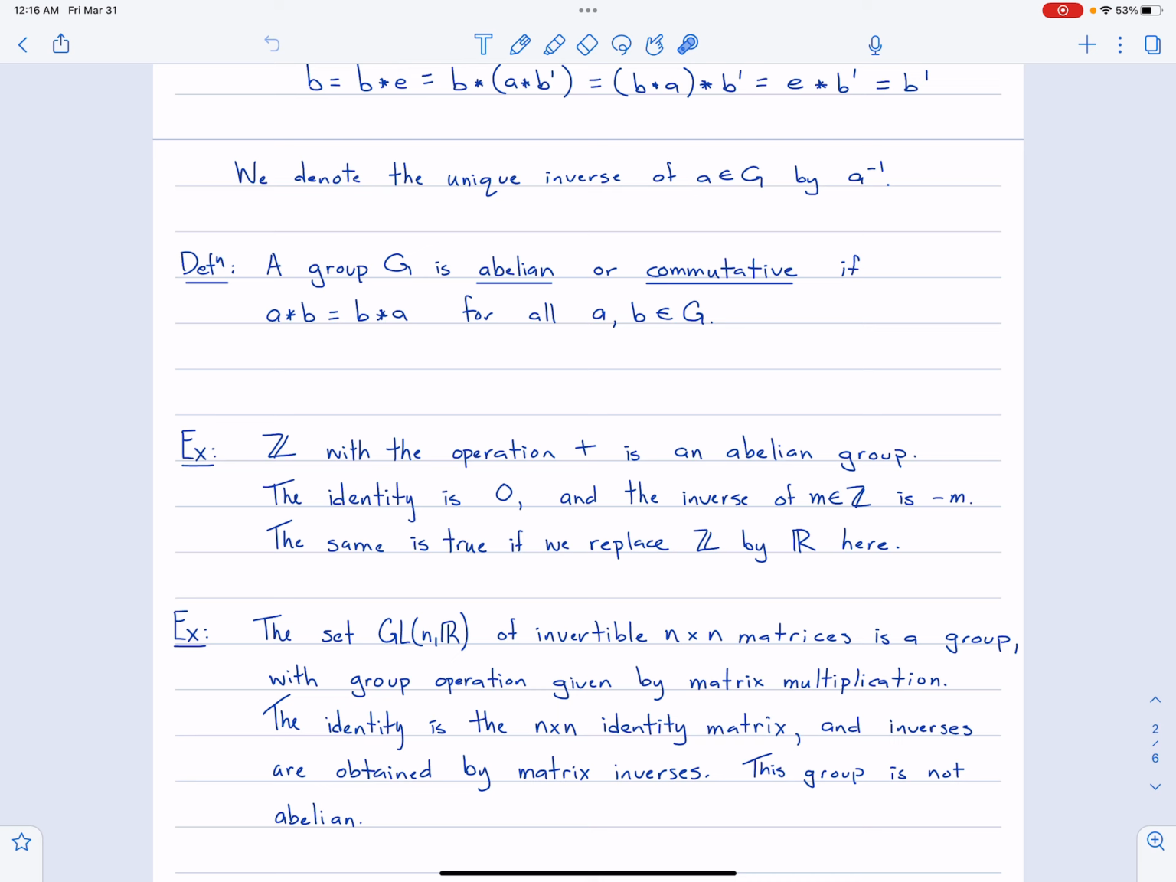Okay, so in this group, n by n, the identity is just the n by n identity matrix. That's the group identity, and the group inverses are exactly matrix inverses. Okay, now you can check that, for n by n matrices in general, A times B is not equal to B times A, so therefore this group is not abelian.